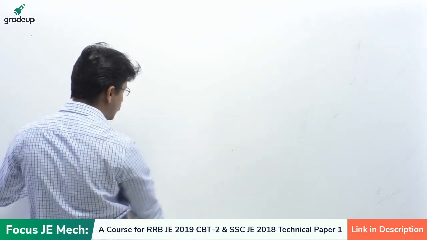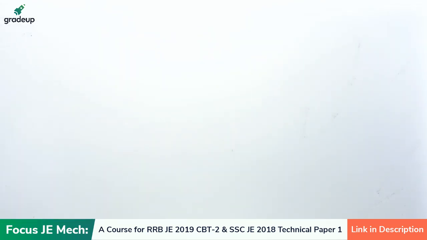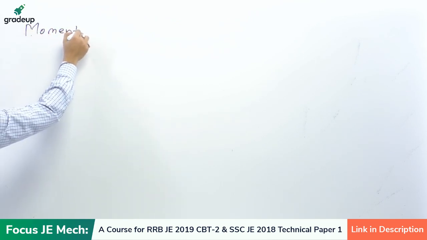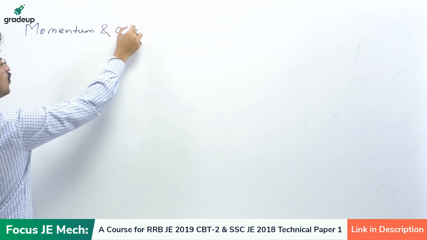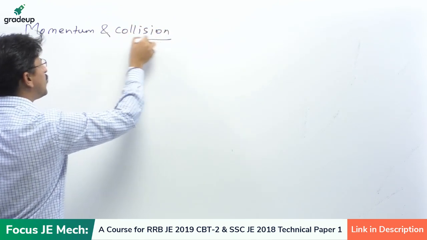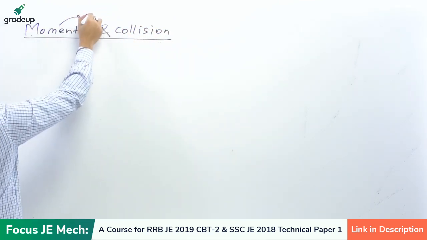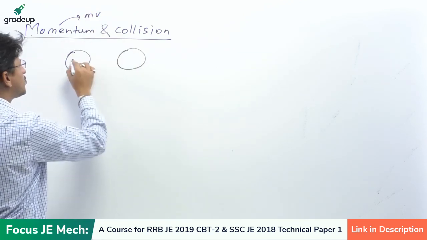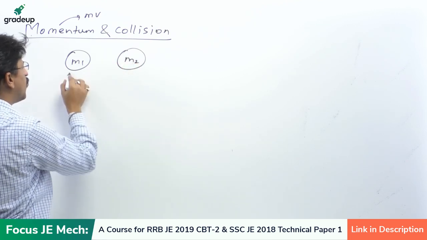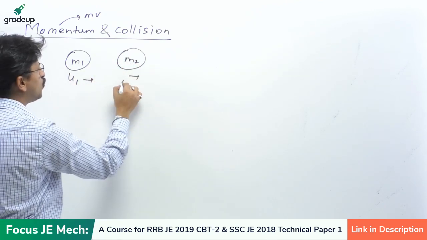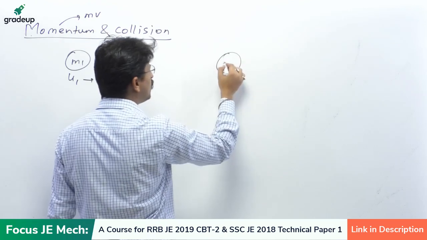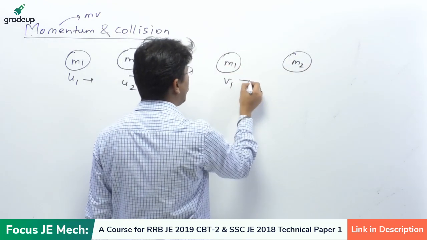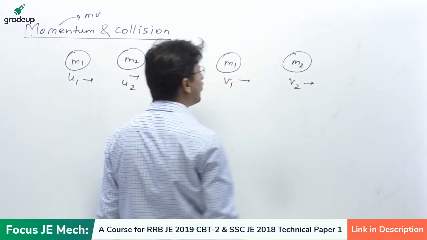Now we have one last subtopic which we learned in this, that is momentum and collision. Momentum and collision is very simple. Momentum is nothing but mass into velocity. You all know this. And if there are two bodies, m1, m2, moving with velocities u1, u2, and after collision they still have the same mass because mass is not going to go anywhere, they are moving with v1, v2.